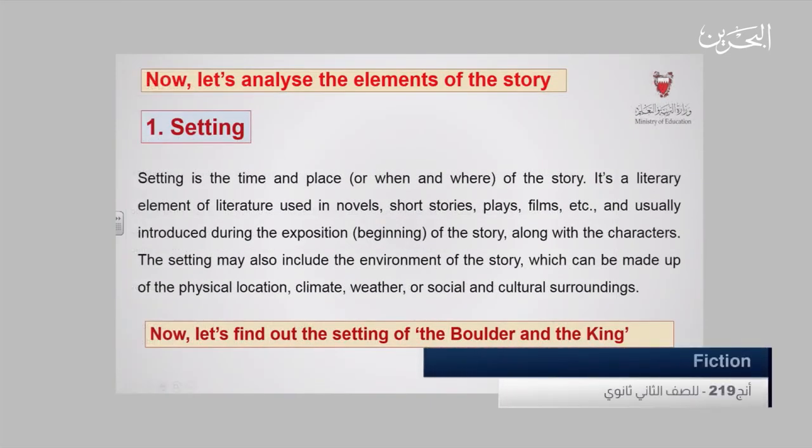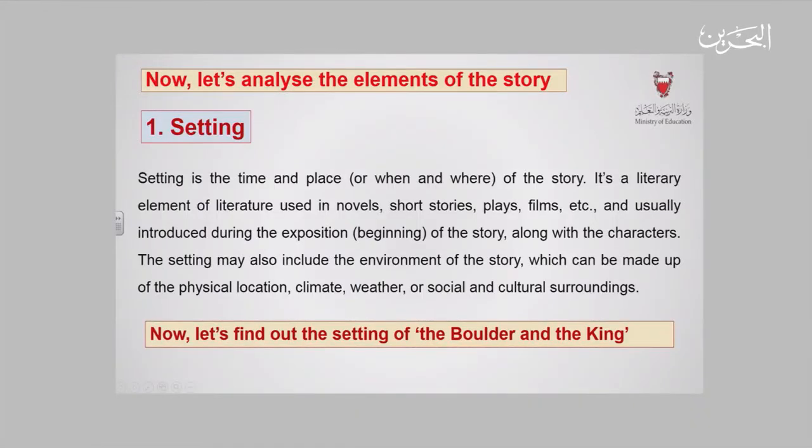Now, after reading the story, remember the four elements of fiction. Let's start by analyzing the setting. So, what is a setting? A setting is usually a set of time. So we're referring to a time and a place. For any short story, usually it's in the beginning of the story. But there are different stories in which the timeline keeps changing. So the reader, while reading, has to be careful to follow the setting in order to follow the timeline. Let's find out where the setting was in The Blunder and the King.